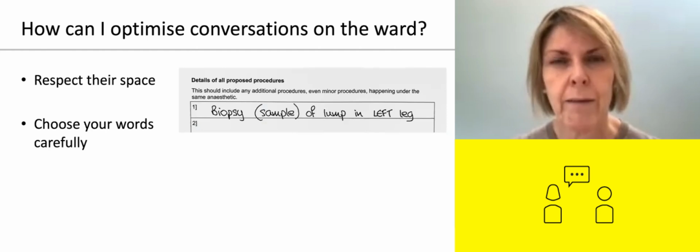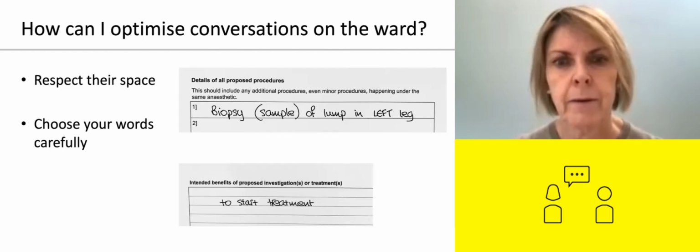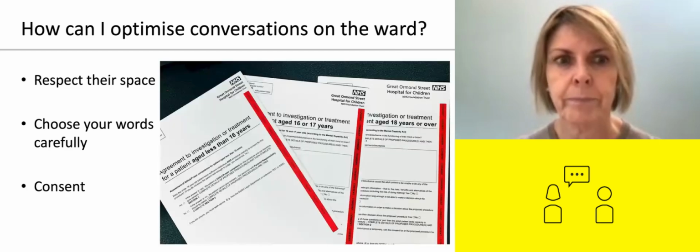Secondly, choose your words carefully. Use the word sample instead of biopsy. Use the word lump instead of tumour or cancer. Much more friendly. You don't know whether the parents or the child have heard the word cancer yet, if this is an oncology situation. And even if they have, it's a really scary word to keep hearing in the early days. You can see here I've also used this as an indication for why I might be putting in a line or doing a biopsy. It's to start treatment rather than to use the word chemotherapy from the early days, while they're still getting used to that as a concept.